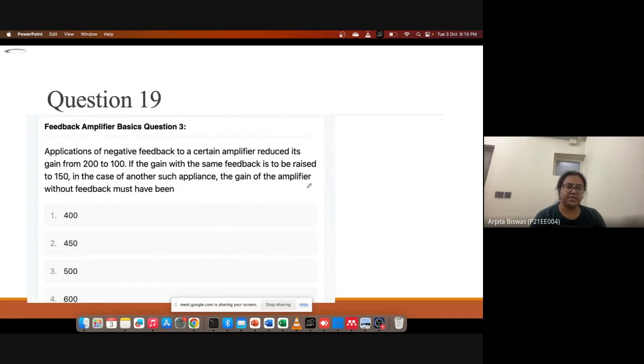So this is question number 19, a feedback amplifier basic question. Application of negative feedback to a certain amplifier reduces its gain from 200 to 100. If the gain with the same feedback is to be raised to 150 in the case of another such appliance, the gain of the amplifier without feedback must have been: the first option is 400, the second option is 450, the third option is 500, and the fourth option is 600. So what is the right answer? You have to find out the gain.